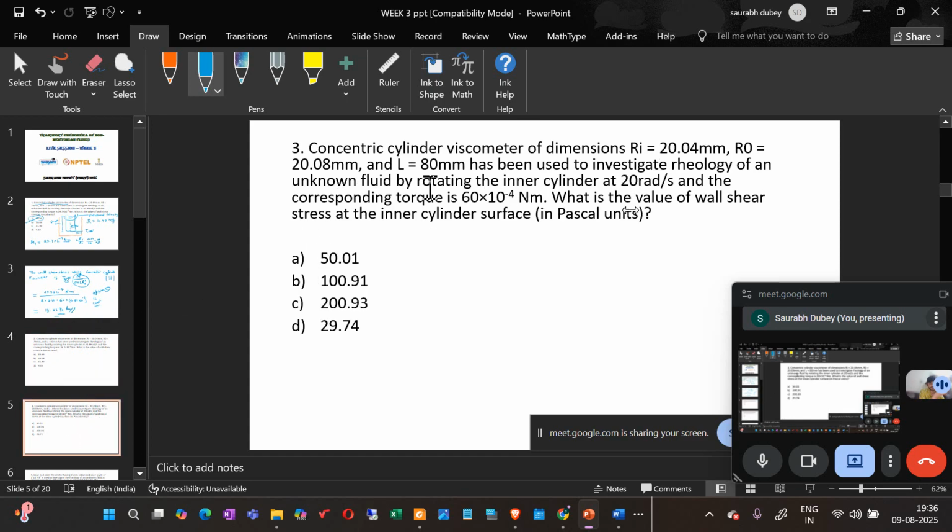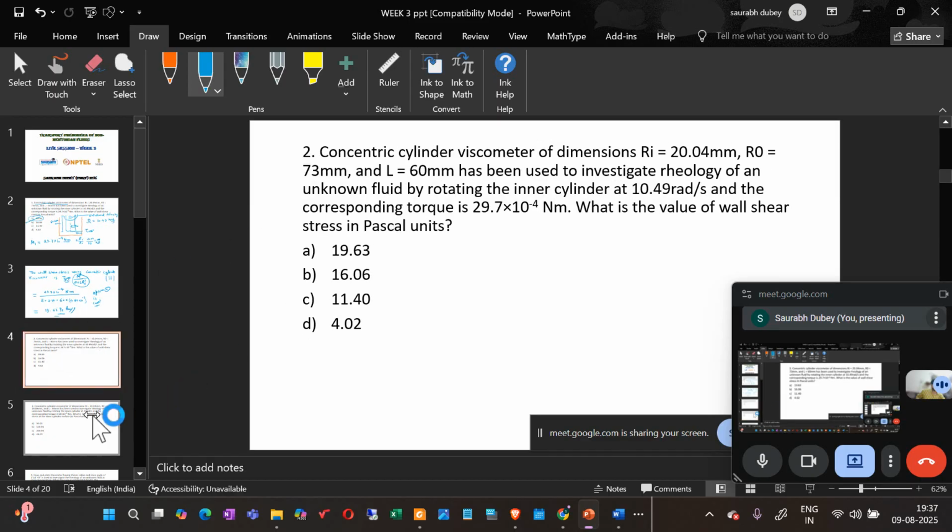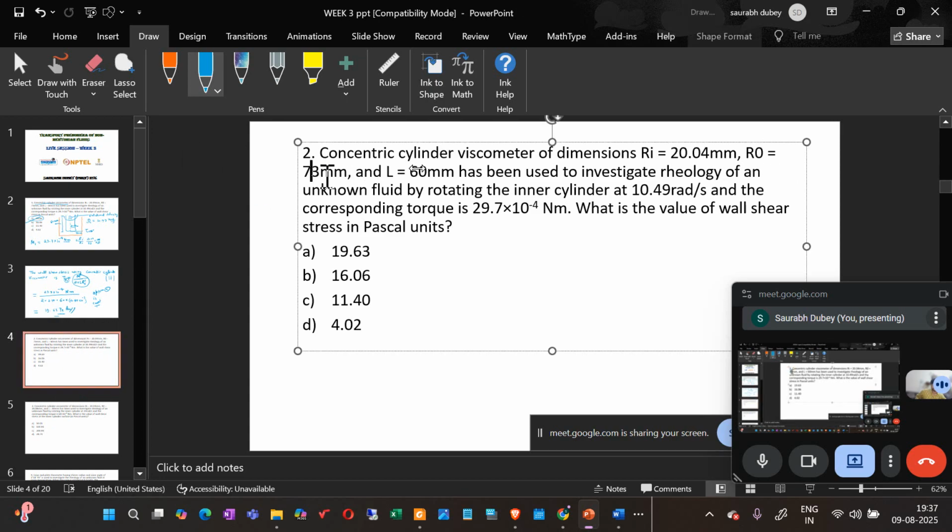And then you see in the third problem, again, these are very similar. One is 20.04 and another is 20.08, which means a very narrow gap is there. And if a very narrow gap is there, then another kind of calculation is needed. So what I am thinking is the second problem you may change. I think some calculation issue is there. So in the second problem, just one correction will be there. Is this R0 is what?